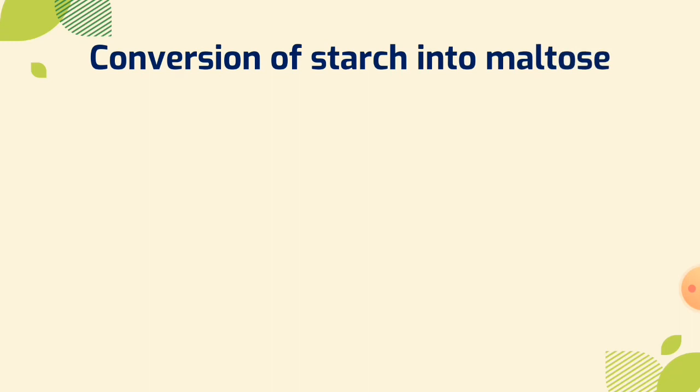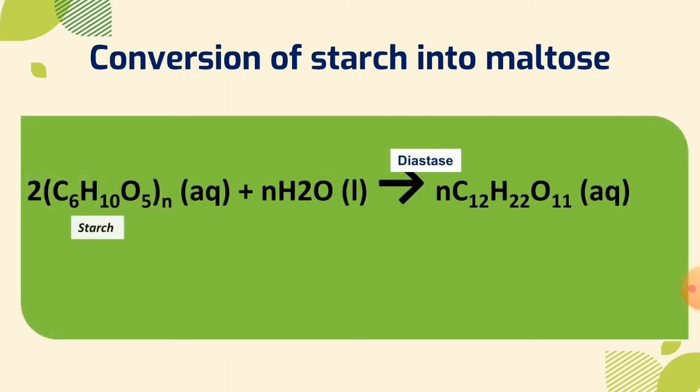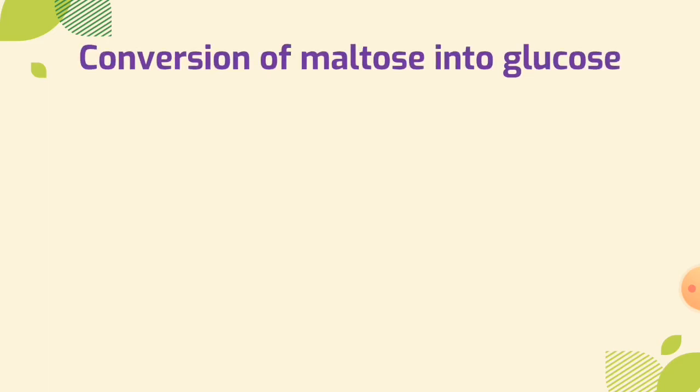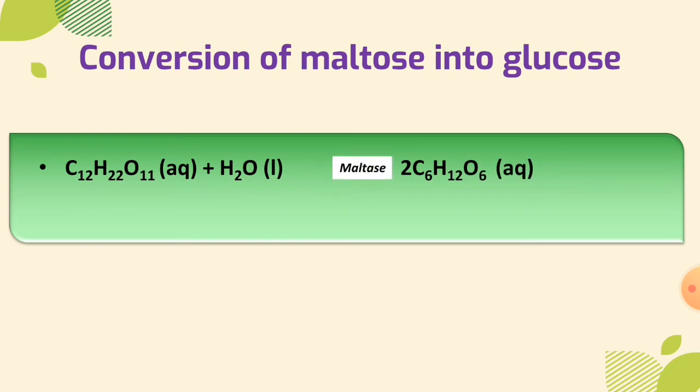Then next we have conversion of starch into maltose. In this reaction, the enzyme diastase catalyzes the hydrolysis of starch into maltose. Next, we have conversion of maltose into glucose. Here, the enzyme maltase catalyzes the hydrolysis of maltose into glucose.